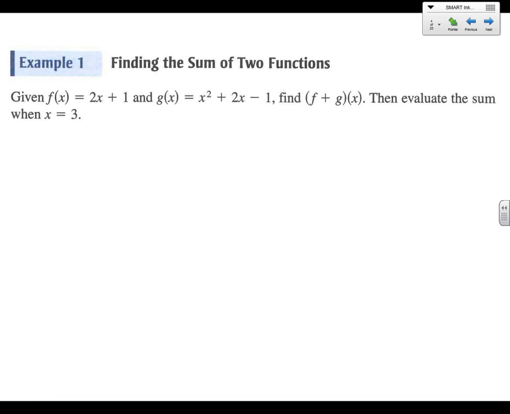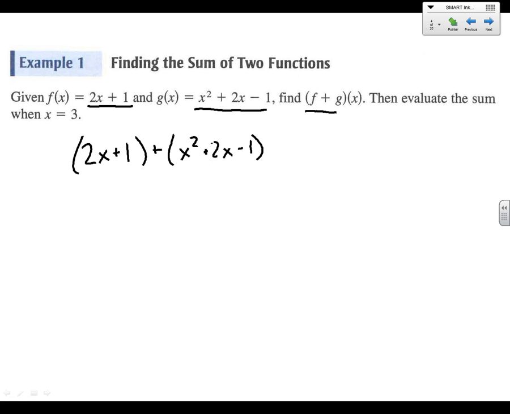So let's do our first example, finding the sum of two functions. We've got f of x right here. We have g of x right here. And we want to see what happens when we add them together. And then we'll evaluate the sum if we plug in 3 for x. So let's go ahead and just put f of x. And then we'll say add g of x. We'll combine our like terms and see what we get.